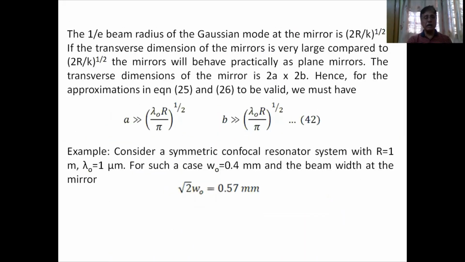So for that approximation to be valid, A must be very much greater than square root of lambda naught R by pi, and B must be greater than square root of lambda naught R by pi. As an example, we considered a symmetric confocal resonator system with R equal to 1 meter, lambda naught equal to 1 micrometer, and for such a case the waist size came out to be 0.4 millimeter, and the beam width at the mirror was the 1 by e radius, that is square root of 2R by k, which comes out to be √2 W naught, equal to 0.57 millimeter.